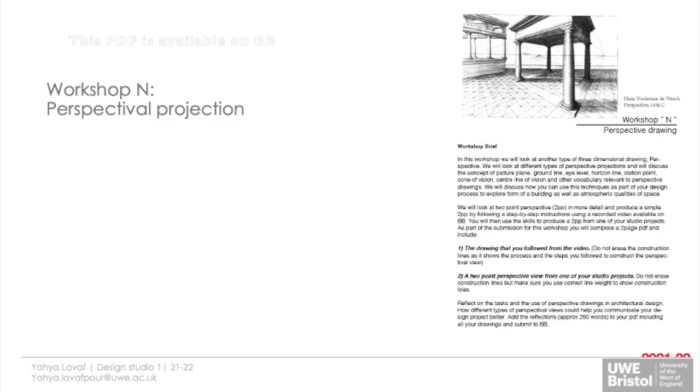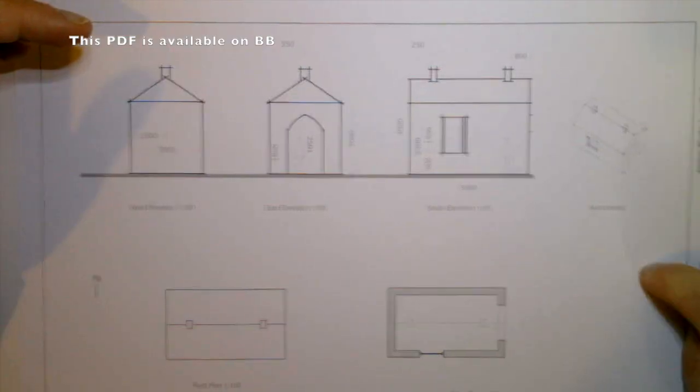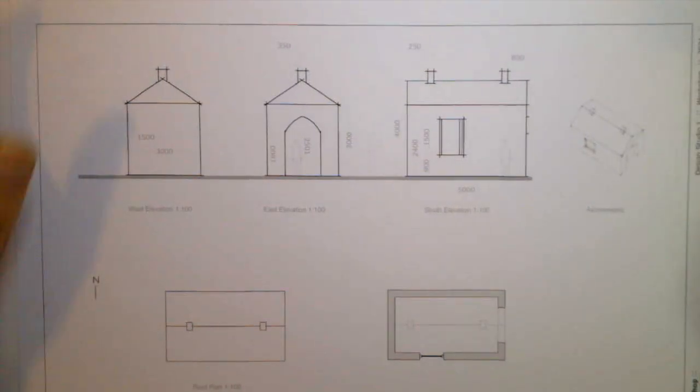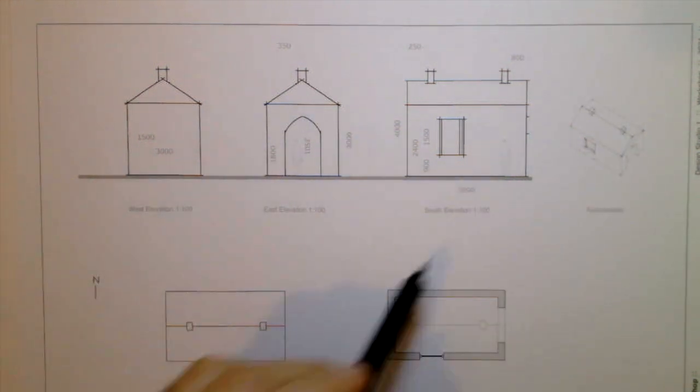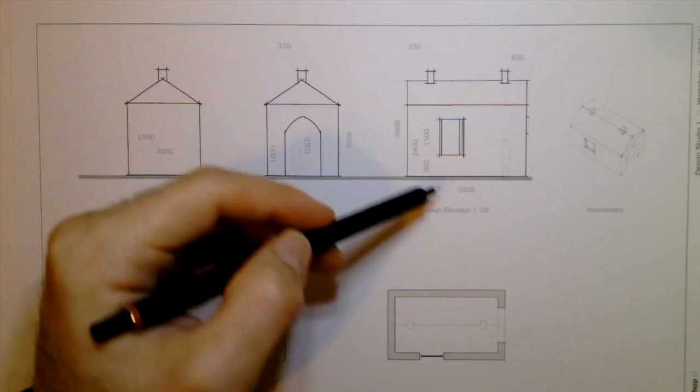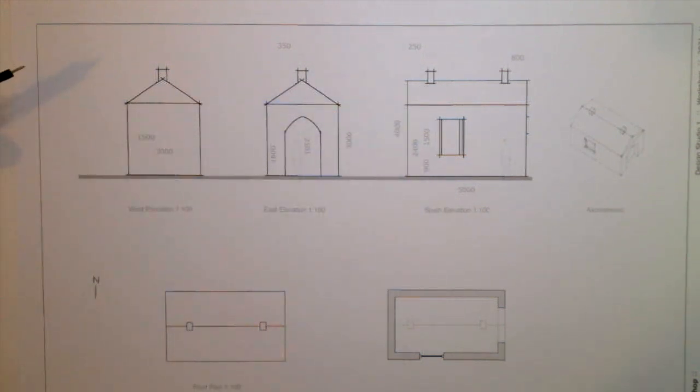Hi everyone, we are going to use this small building to construct a 2-point perspective. We are not going to use all these drawings, we need them for these measurements and the height of the elements. But the only drawing that we are going to redraw, or if you have a printer you can print it out, is this drawing.